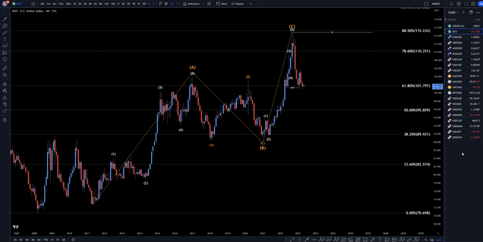Today is Monday, May 1st, and I'm going to be analyzing the DXY and the US dollar index starting on the monthly, working my way down to the 1 hour time frame.